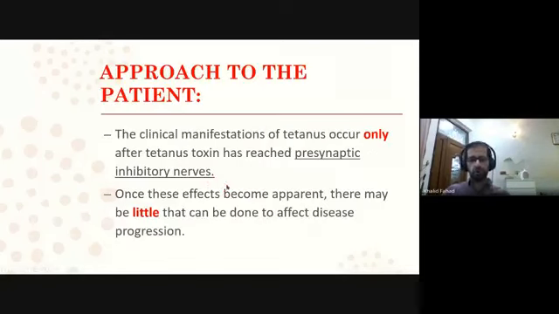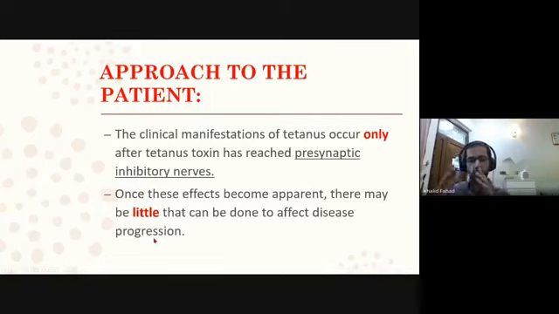So how would you approach the patient? Keep in your mind, the clinical manifestations of tetanus occur only after the tetanus toxin reaches the presynaptic inhibitory nerves. Unfortunately, the initial growth and multiplication of the bacteria is silent, and after release of the toxins, there is nothing we can do for the patient because it is reabsorbed backward to the presynaptic inhibitory nerves. Once these effects become apparent, little can be done to affect the disease progression.